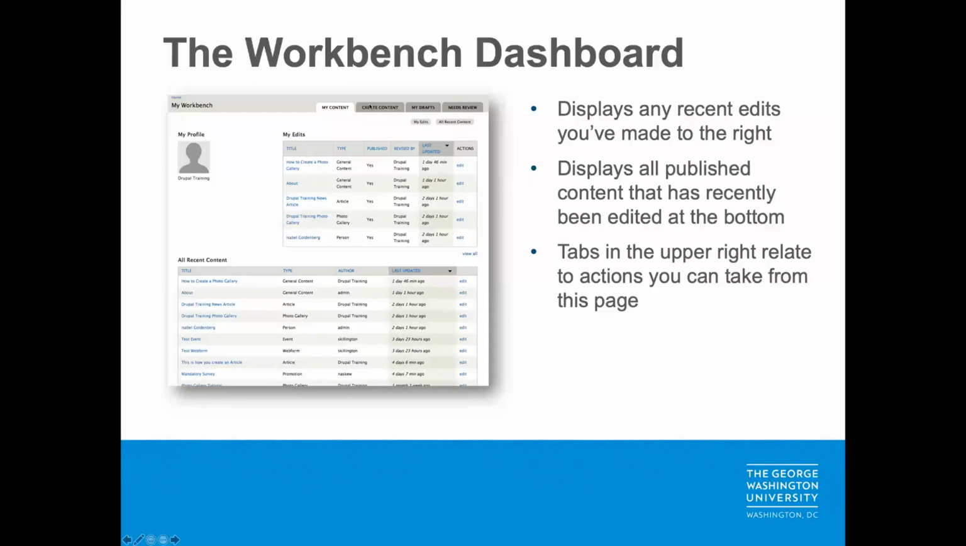You have these tabs over here in the upper right for actions that you can take, and one of those is My Drafts and Needs Review. This is where you can go to look at content that is not published to the front end, whether it's something that you yourself were working on or a contributor has set as needs review, so that you as a site admin or a content supervisor can then go in and publish it. You can quickly access that information at this needs review tab right there.